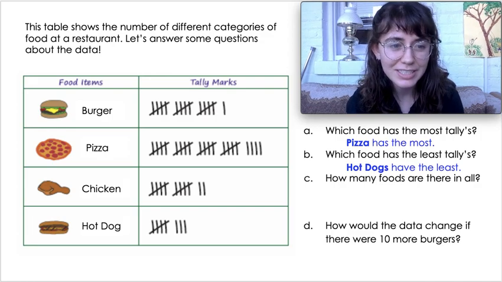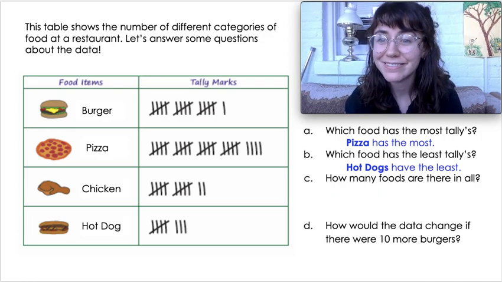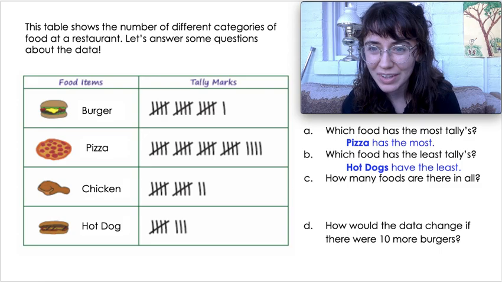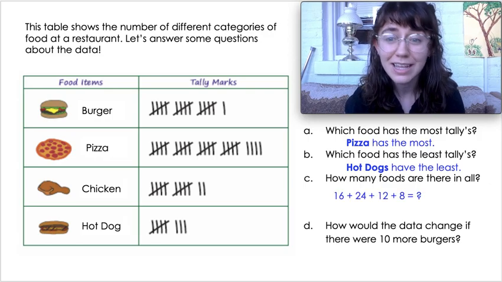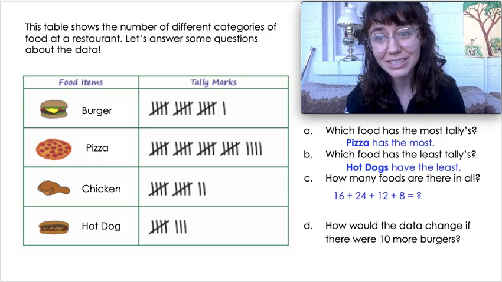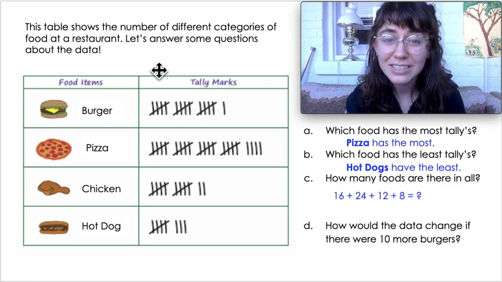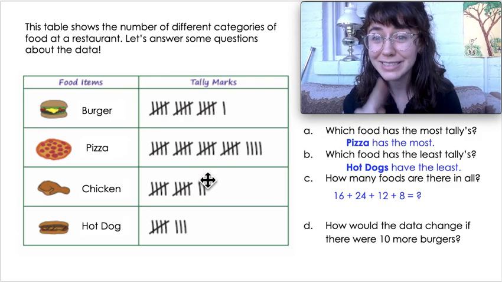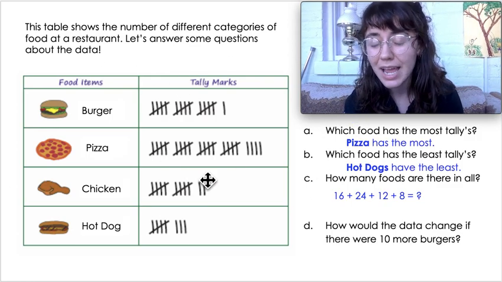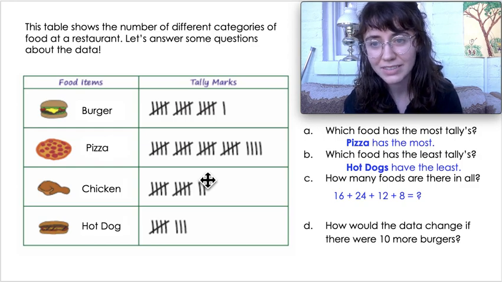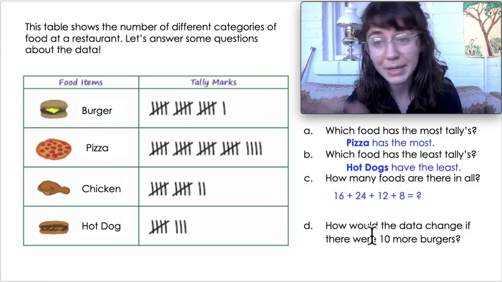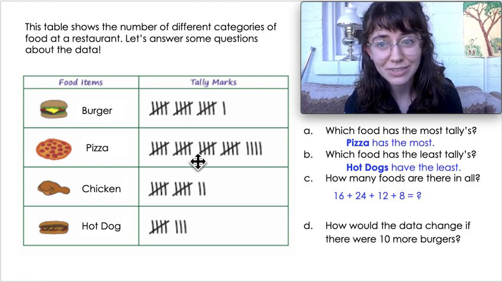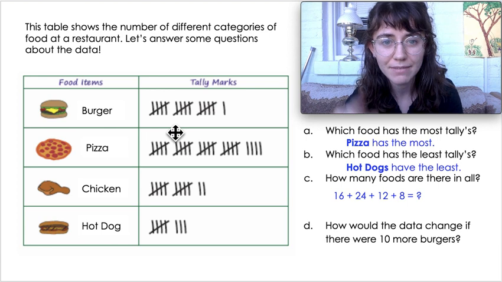All right, next question, C. How many foods are there in all? In all means that we're going to add together all the different amounts. And you could write a number sentence like this, but pause. There's an easier way when we have tallies. Since we're doing in all, I would skip count by fives first, and then I'd go back and count all the extra ones. So let's just try that together. You could try and solve this one too by using strategies you know, but I think this strategy is going to be easier. Let's skip count by fives.